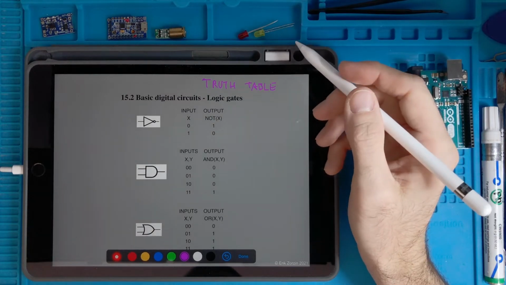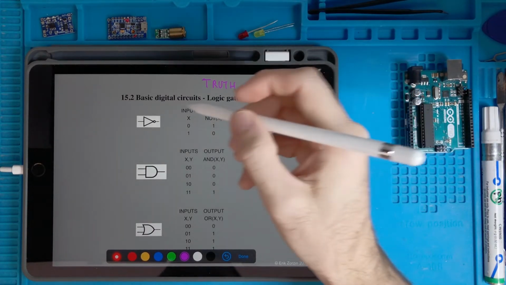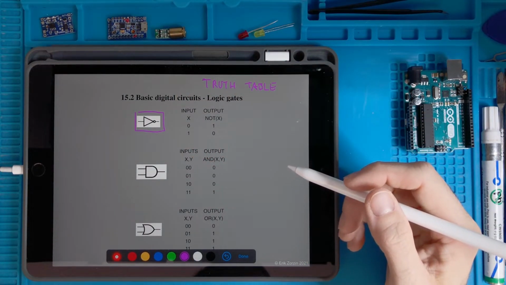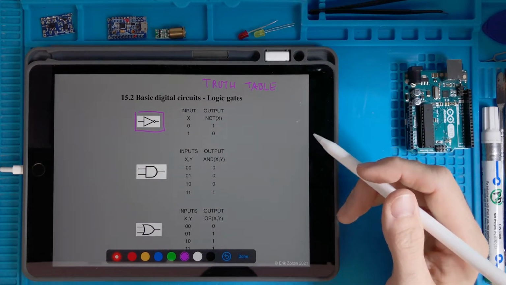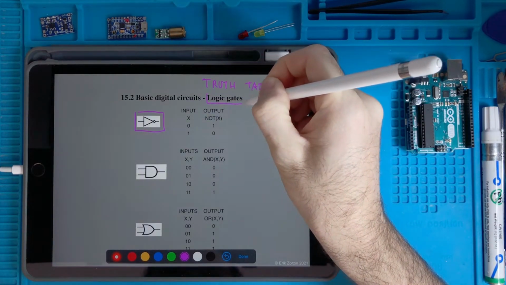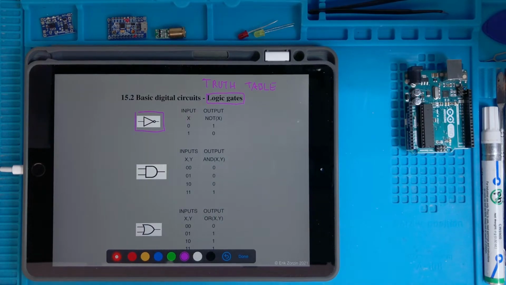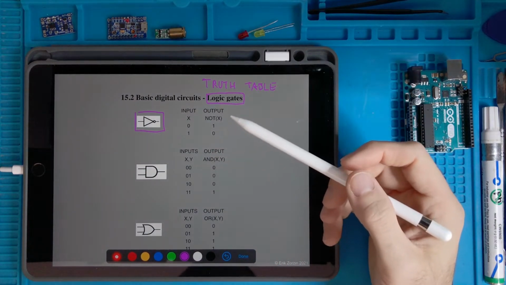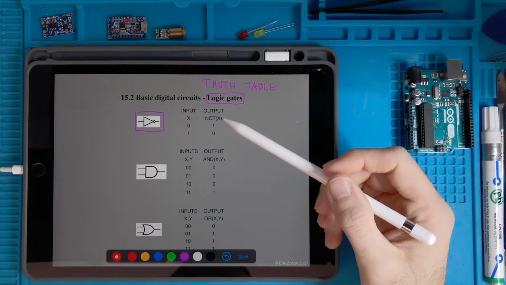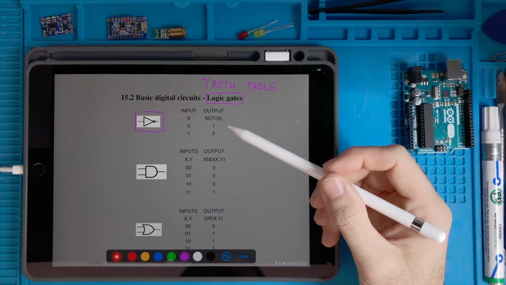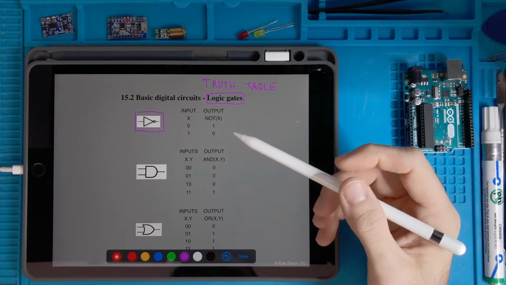And the other concept is a set of symbols like this one, corresponding to the representation of an electronic device that implements the truth table, and those devices are called logic gates. So the truth table is something like this. It's a table that identifies all possible states of a logic gate.